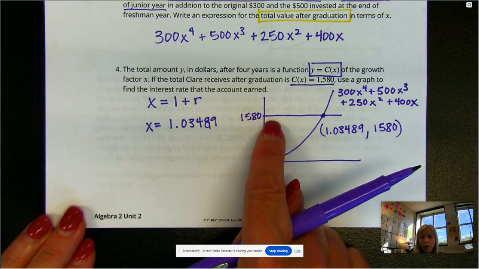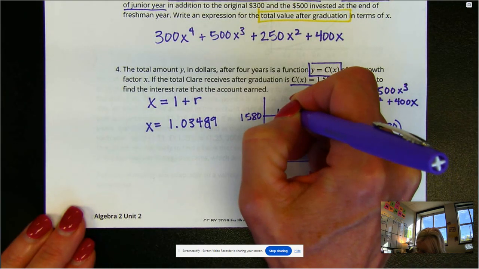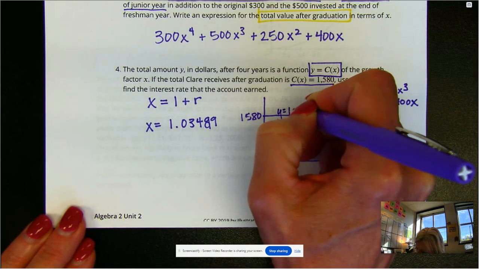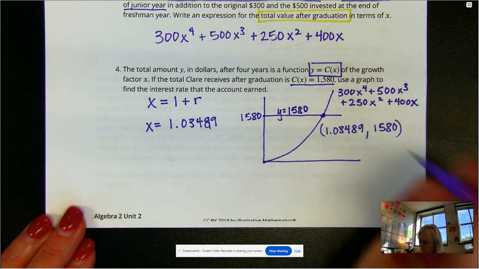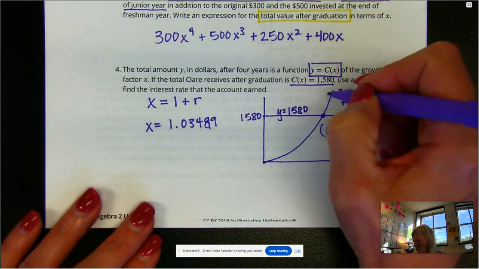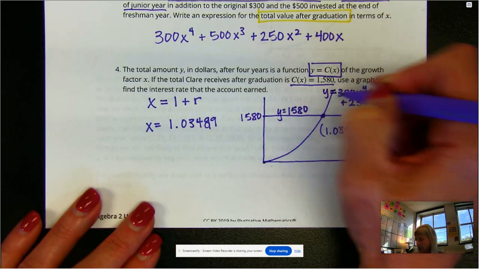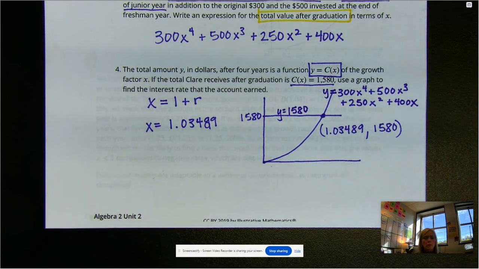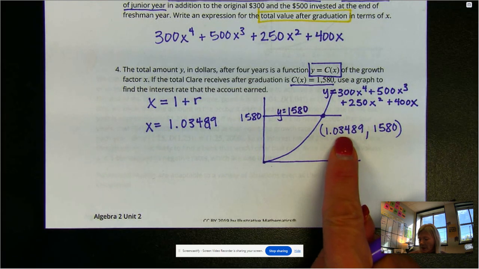The straight line was just y equals 1,580. Okay, so these are the equations I typed into Desmos. I used a y equals for that one as well. Okay, so that point of intersection tells us this is our x value.